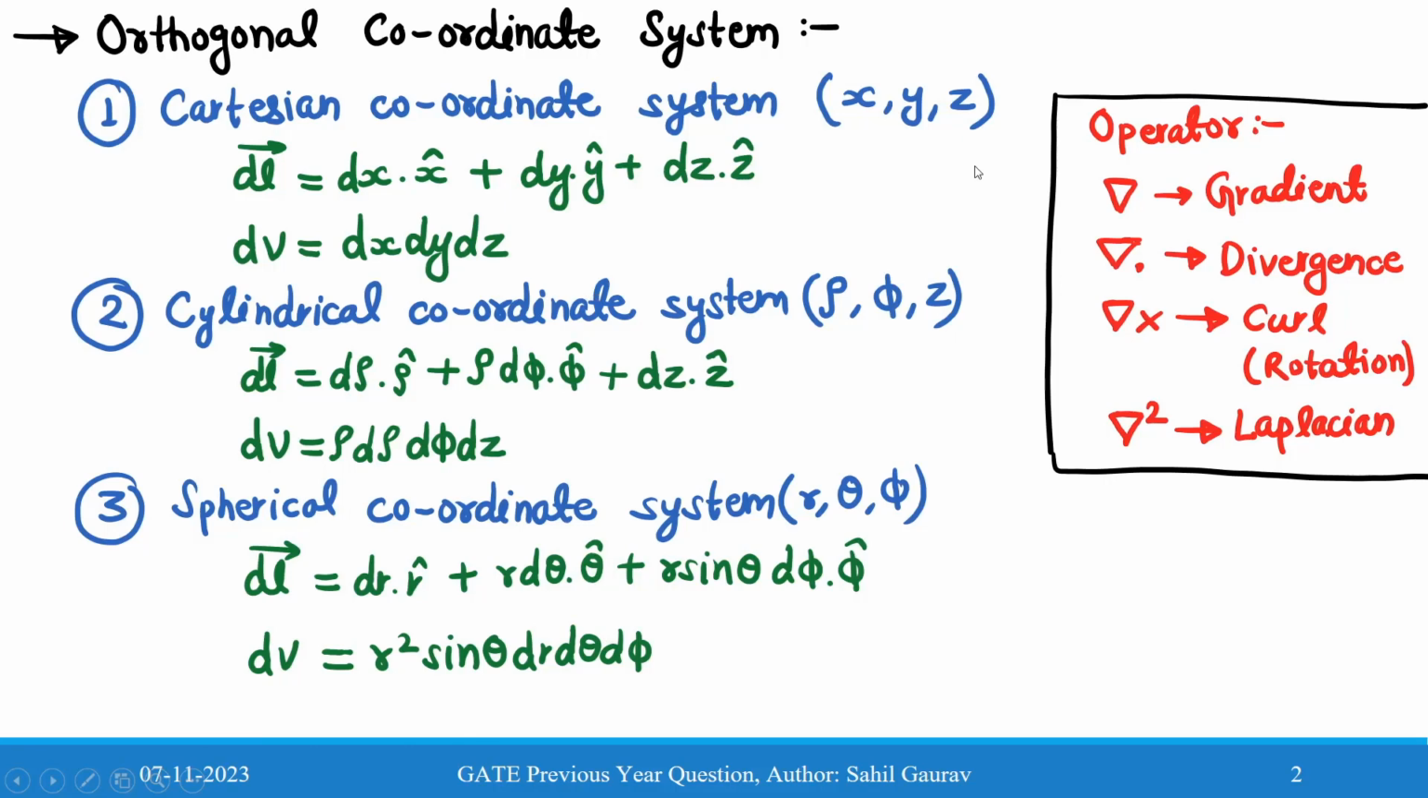And we have four different types of operators we study in EMFT. The first one is only del, which denotes gradient; del with dot product denotes divergence; del with cross product with any function denotes curl; and del square denotes Laplacian.